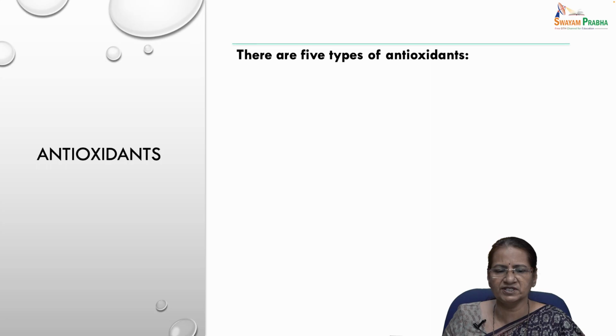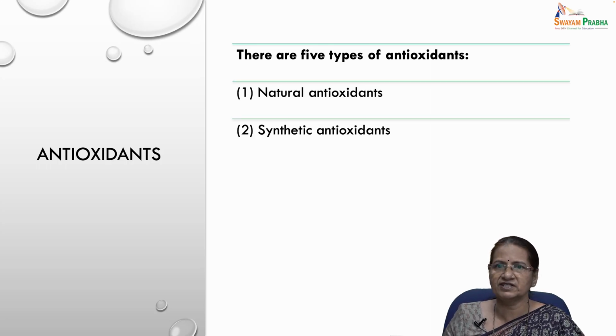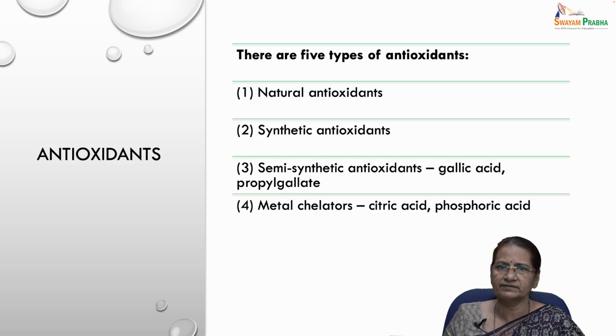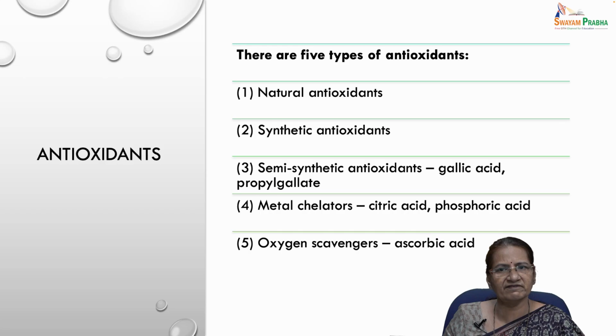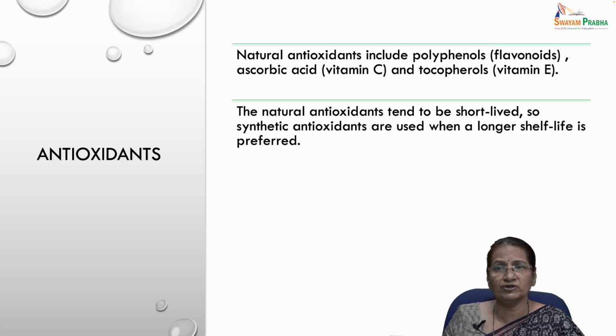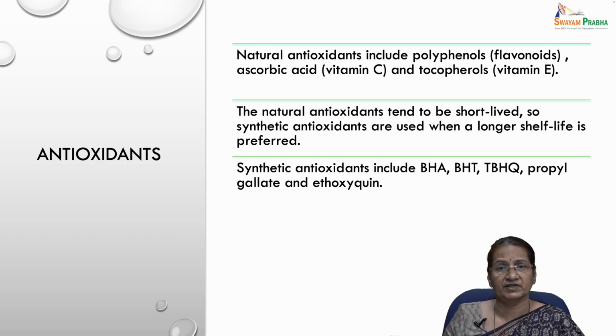There are 5 types of antioxidants. First, natural antioxidants. Second, synthetic antioxidants. Third, semi-synthetic antioxidants like gallic acid, propyl gallate. Fourth, metal chelators like citric acid, phosphoric acid. And fifth, oxygen scavengers like ascorbic acid. Now, natural antioxidants include polyphenols or flavonoids, ascorbic acid, that is vitamin C, and tocopherols, that is vitamin E. The natural antioxidants tend to be short-lived, so synthetic antioxidants are used when a longer shelf life is preferred. Synthetic antioxidants include BHA, BHT, TBHQ, propyl gallate, and ethoxyquin.